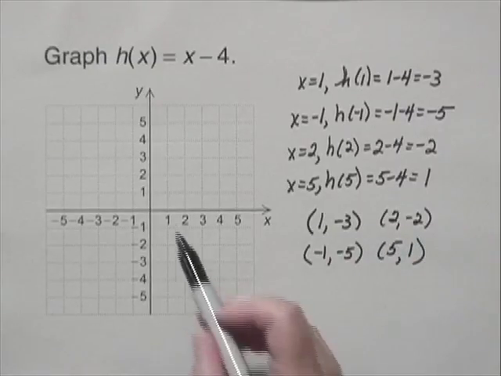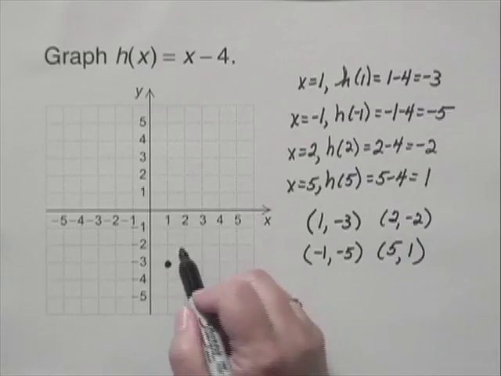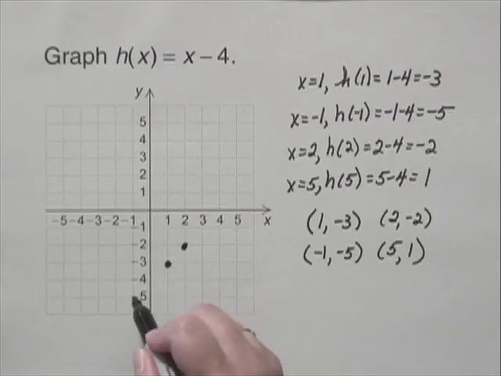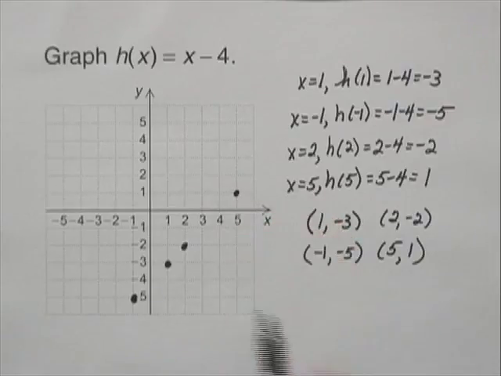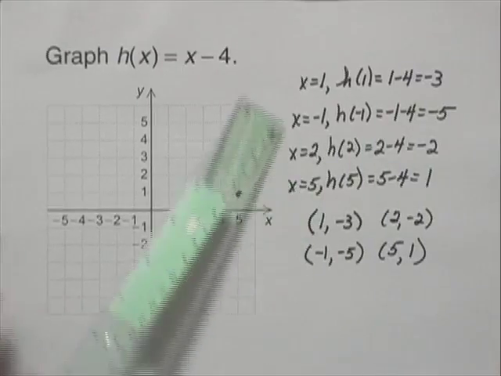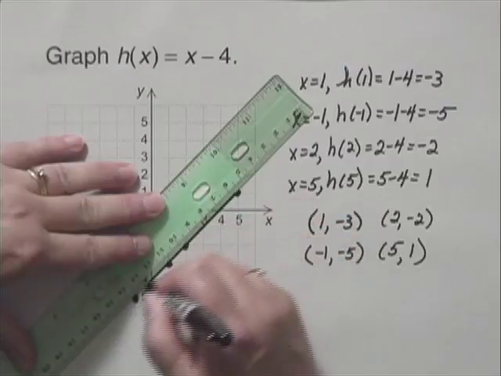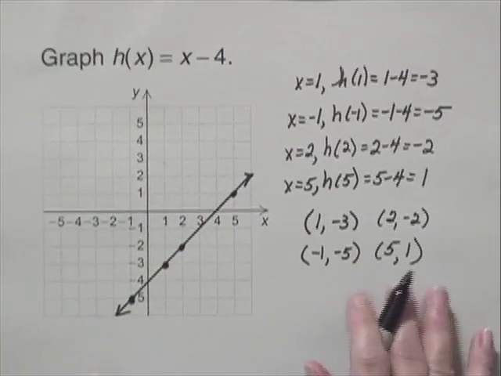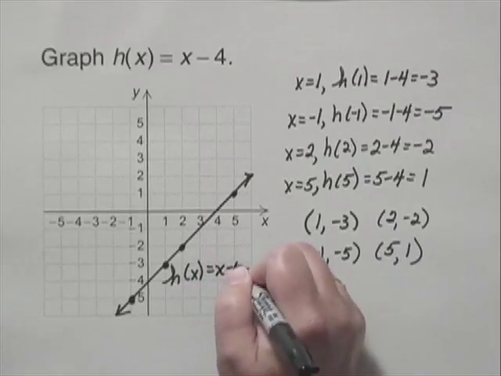Let's plot those points. (1, negative 3), (2, negative 2), (negative 1, negative 5), (5, 1). We see that they appear to form a straight line. So we will draw the line and label the graph. h of x equals x minus 4.